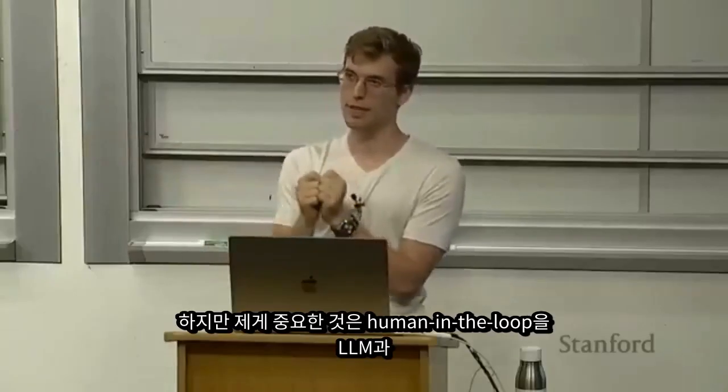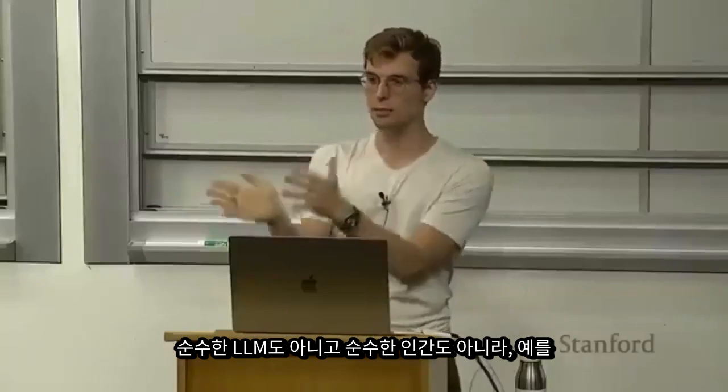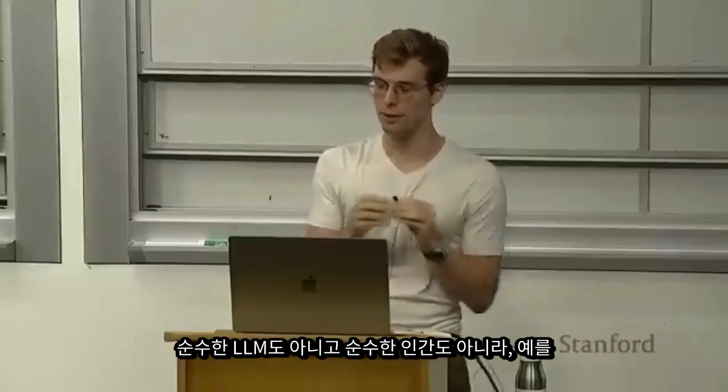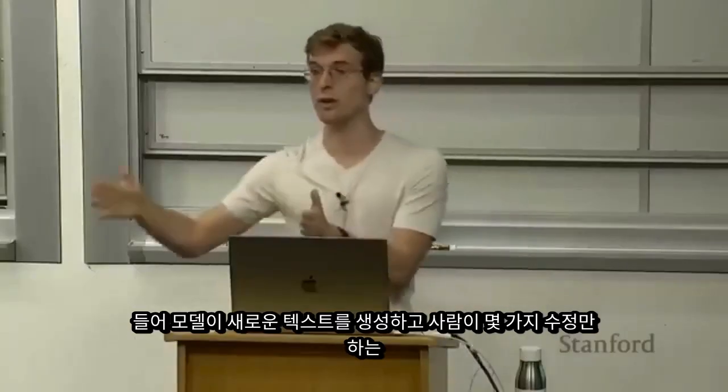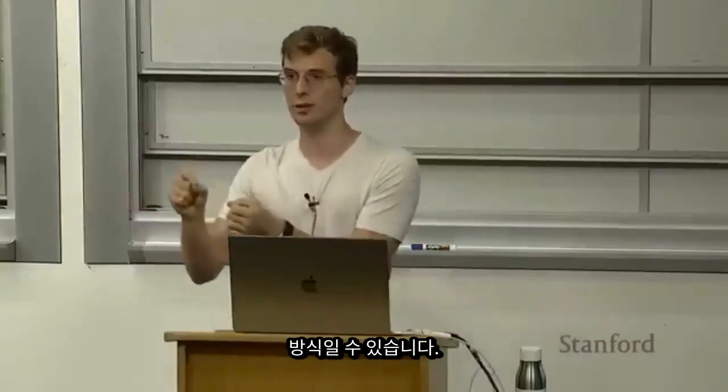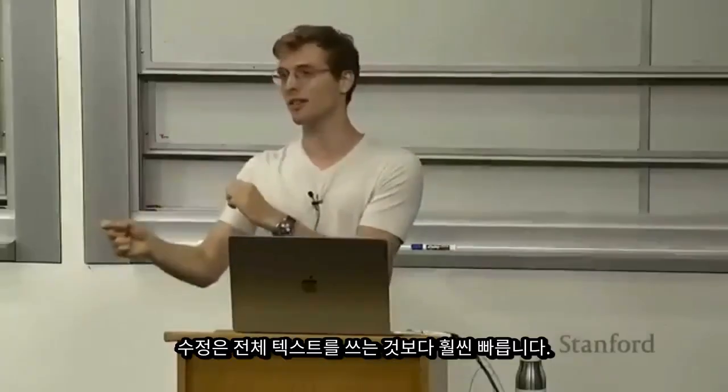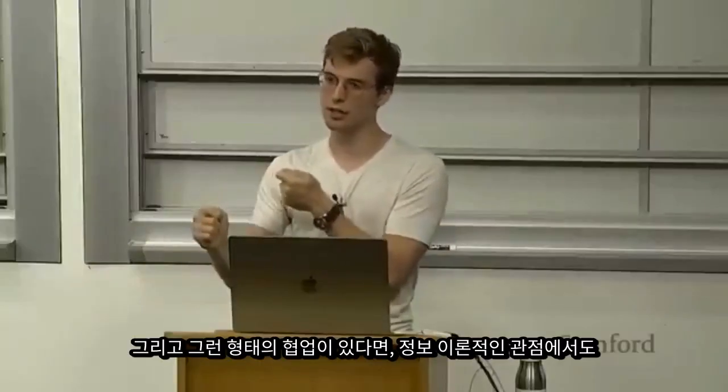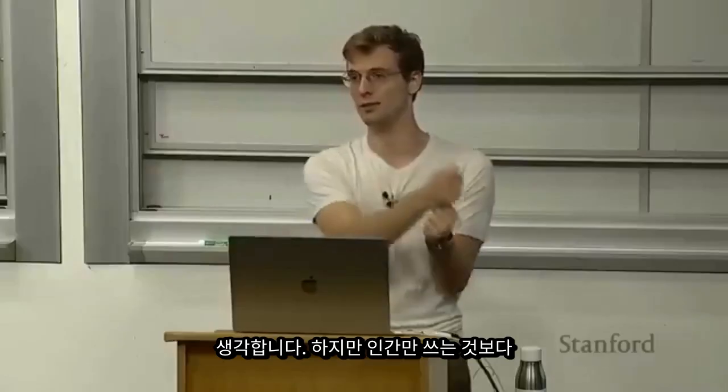But for me, what is important is how to use human in the loop with LLMs. Not purely LLMs, not purely humans, but maybe what you can do is just have the model generate some new text and just humans write a few edits. Edits are much faster than writing the entire text. And I think that if you have that type of collaboration, then from kind of an information theoretical point of view, you still get additional information, but you're still much faster than if you use humans.